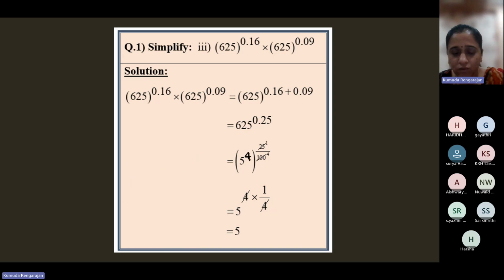Here we have power 4, and here power 1 by 4. So multiply the powers. The base is 5. 4 into 1 by 4, the 4 and 4 get cancelled. So 5 to the power 1, which is 5.